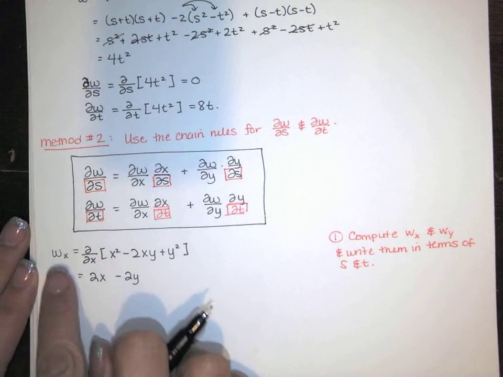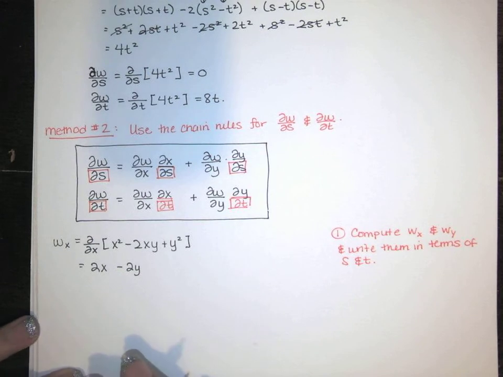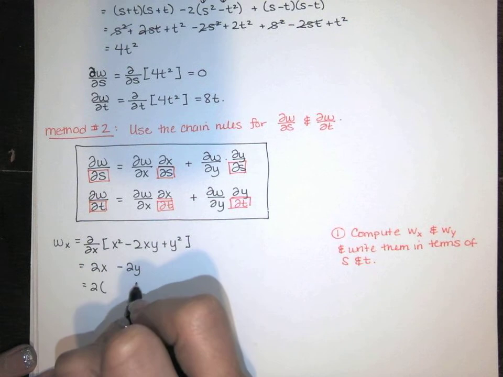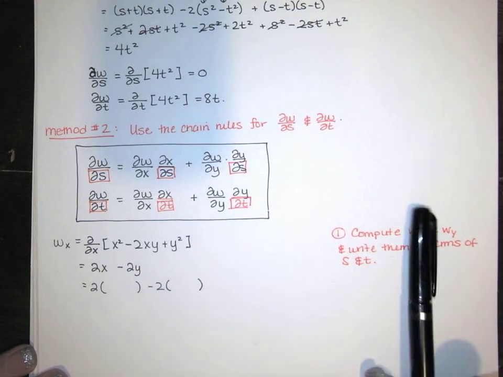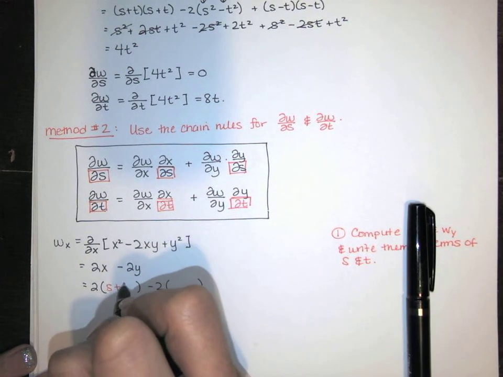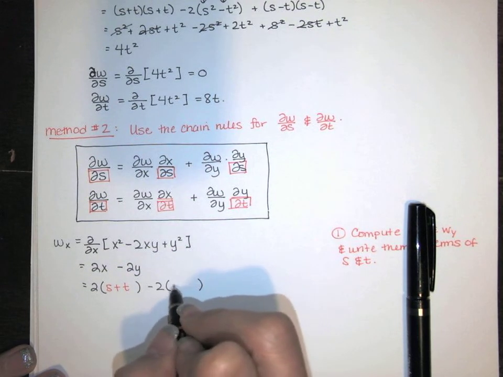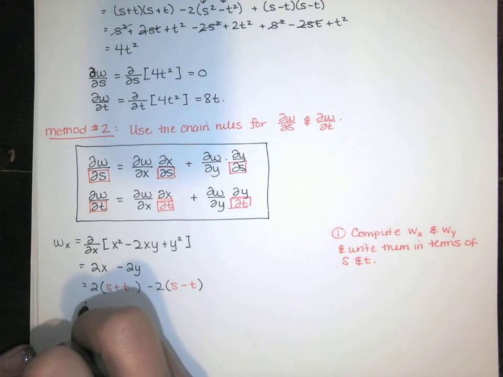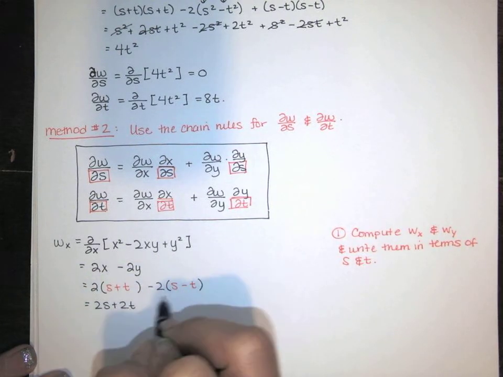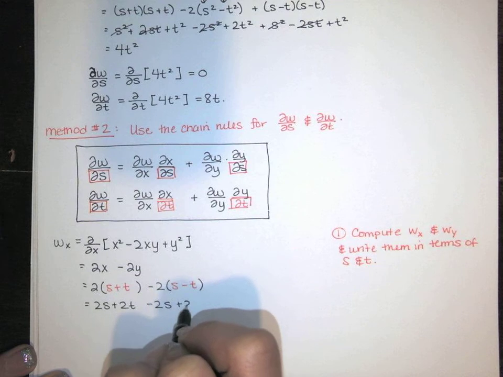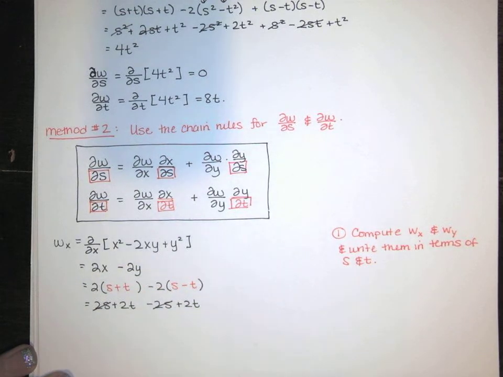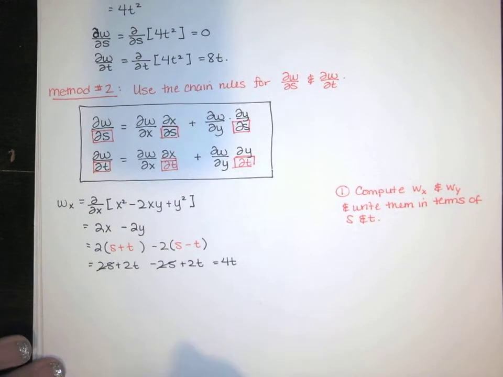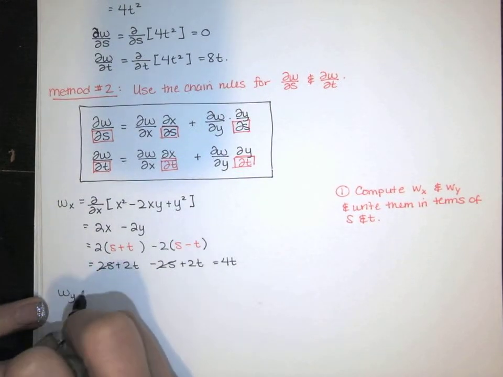So the partial of w with respect to x is this in terms of x and y, but I want them in terms of s and t. So I replace my x with whatever it was in terms of s and t, which is s plus t, and I replace my y with whatever it was in terms of s and t, which is s minus t. Distribute the 2, distribute the negative 2, and we see the 2s and the negative 2s reduce, and we just get 4t. All right. Now we want to do the same thing for the partial of w with respect to y.